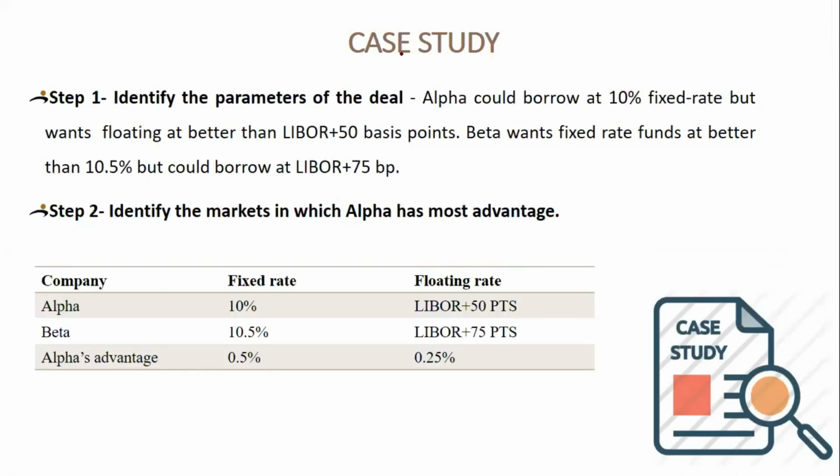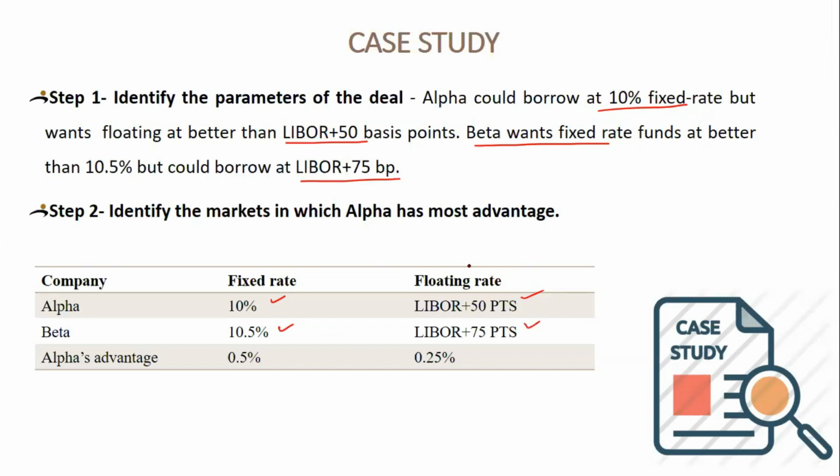So step one, identify the parameters of the deal. We already have identified Alpha could borrow at 10% in the fixed rate market, or they could borrow at LIBOR plus 50 basis point in a floating rate market. Beta, though they want fixed rate, they cannot get it, so they have to borrow at LIBOR plus 75. So these are your parameters. Alpha, 10% in fixed rate, LIBOR plus 50 in floating. Beta, 10.5 in fixed rate, and LIBOR plus 75 in floating.